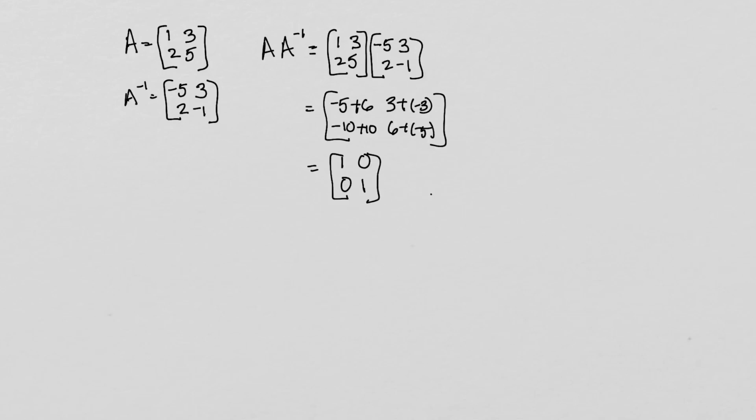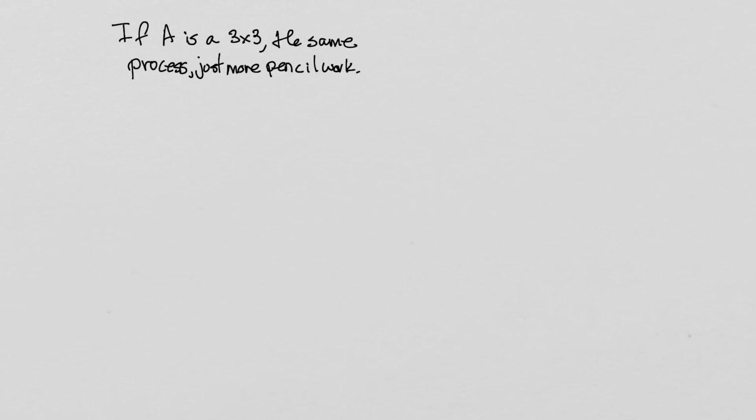Okay, we've got half of it done. Now we just need to show that if you do it the other way, A inverse A, that's also equal to 1, 0, 0, 1. You can try that if you want. It does work. If we want to find the inverse of a 3 by 3, we're going to use the same process. It's just going to be more pencil work.